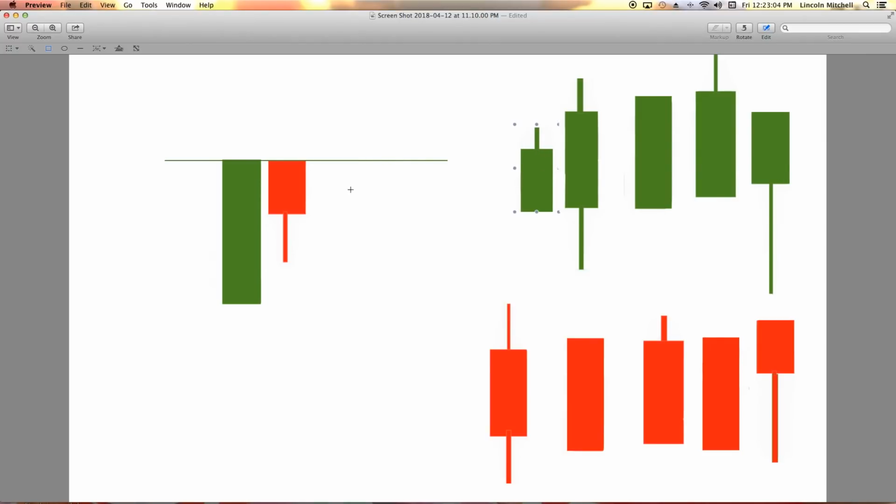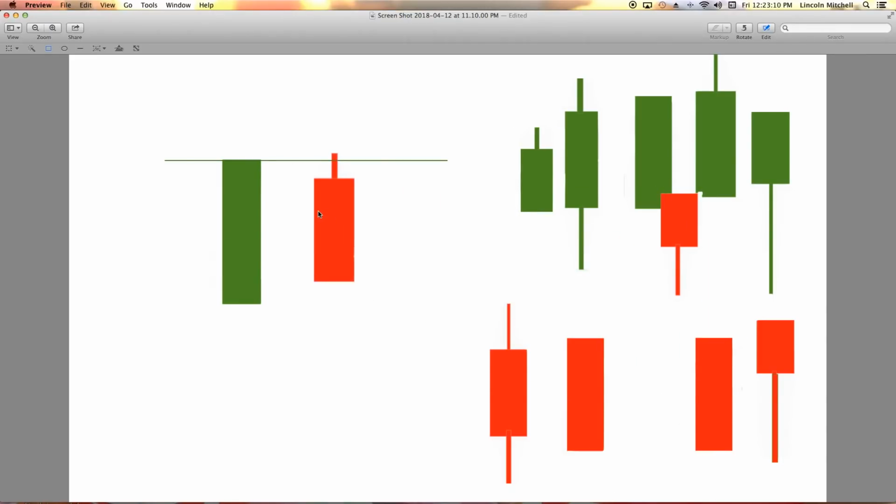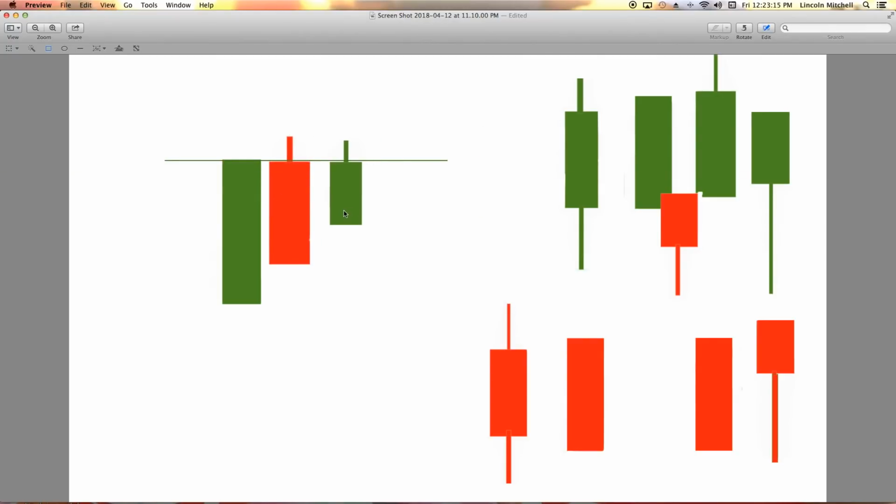I want to show y'all another one. This is dangerous. Hold on. No. There. That's a dangerous setup, people. Why? Because now you got a double sandwich. This one sandwiches this one. This one looks like it's about to sandwich this one.